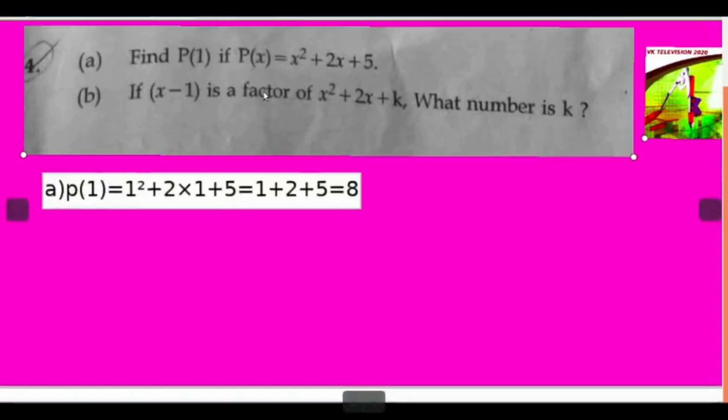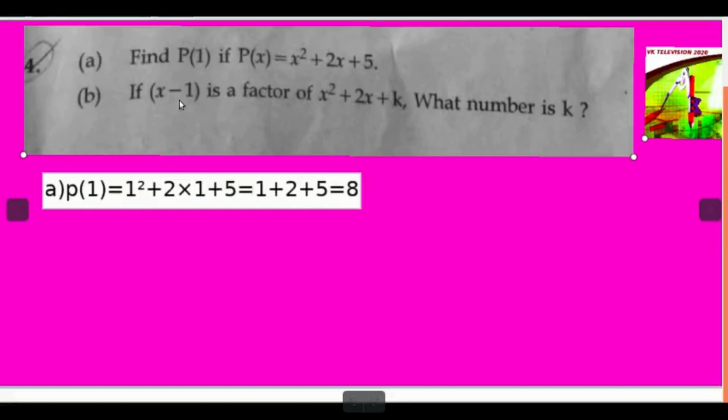next question. Find p of 1 if p of x is equal to x square plus 2x plus 5. Second question, if x minus 1 is a factor of x square plus 2x plus k, what number is k? We first find out the value of p of 1. We replace x by 1 to get the value of p of 1. That is, p of 1 is equal to 1 square plus 2 into 1 plus 5 is equal to 1 plus 2 plus 5 is equal to 8.